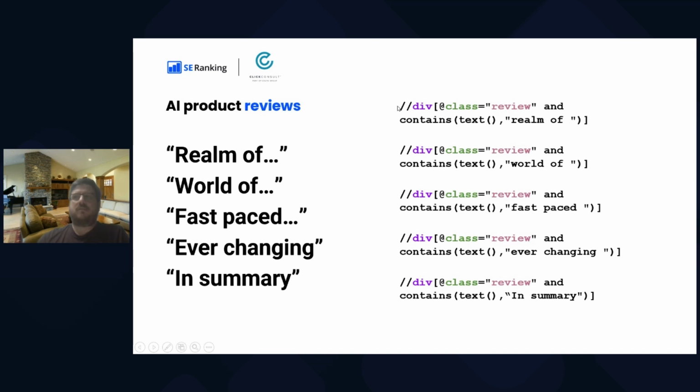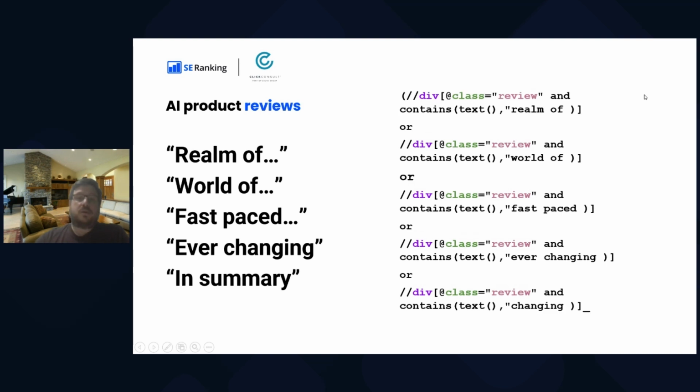Now this is an example; it'll be different for every website, but you can do a search for anything with class equals review in this example, and contains text equaling realm of, or world of, or fast-paced, or ever-changing, or in summary, or any other rubbish AI phrase that you see on so many sites, and especially LinkedIn as well. But what you can also do is stick the or operator between them and then put the whole thing within a single set of brackets. And then you can do a single XPath that will search for all of these at once.